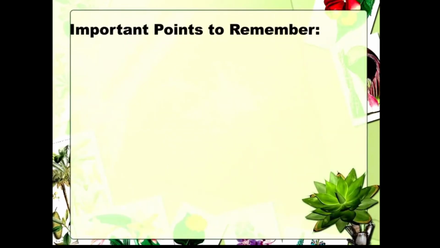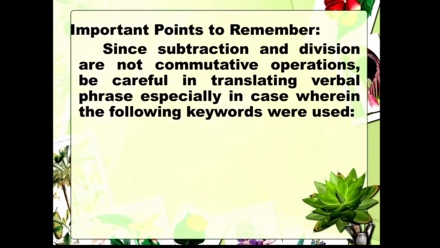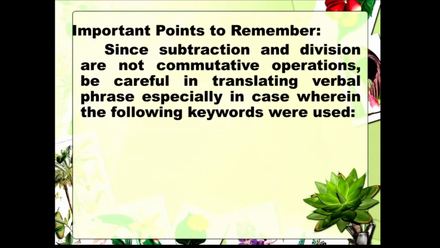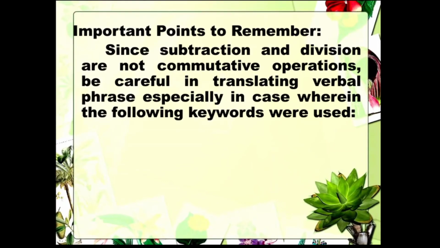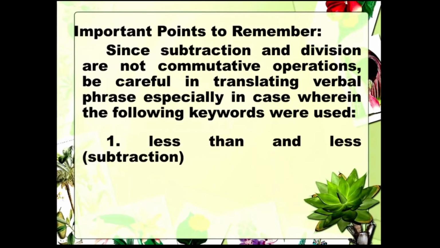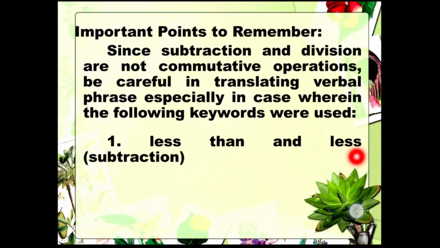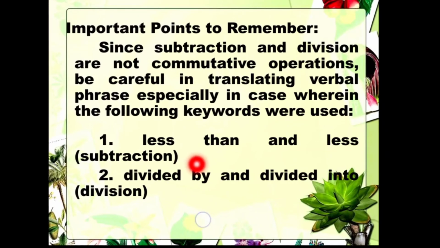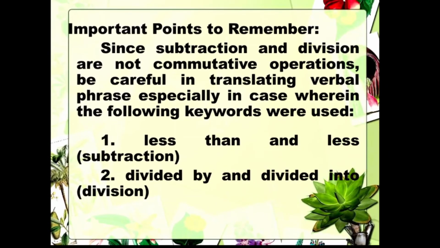So, these are the important points to remember. Since subtraction and division are not commutative operations, be careful in translating verbal phrases, especially when the following keywords are used. We cannot interchange the given for subtraction and division because in that case, we will come up with an incorrect answer. You have to take note of that. For subtraction, we have the words less than and less. Then for division, we have divided by and divided into.